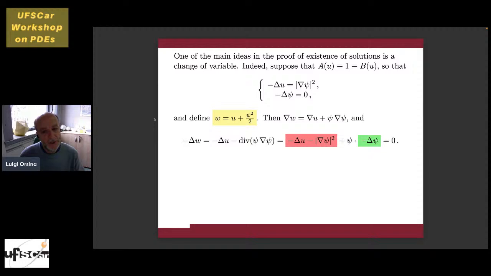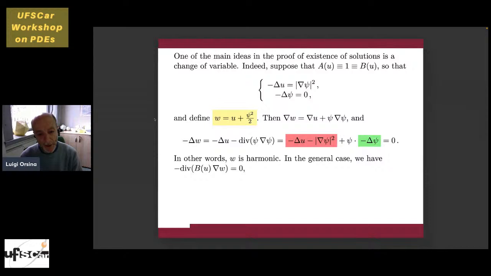This helps you very much, of course, because then you combine the boundary data, u on some part of the boundary, psi squared on some other part of the boundary, and you get a nice problem in which you assign boundary data on w. You solve it, and so you recover existence, uniqueness, and so on. Mind you, this is a very, very easy problem in which there is no coupling, because in the second equation there is no dependence on u. In the general case, you arrive at an equation which is minus divergence of b of u gradient of w equals zero, and b is the coefficient which appears in the equation for psi, but the change of variable is no longer u plus psi squared over two, but is h of u plus psi squared over two.